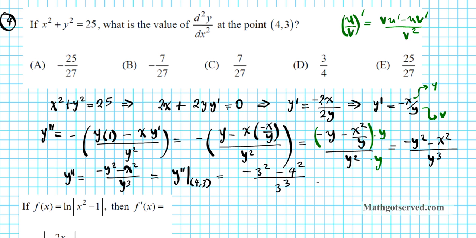All right, and then when you work this out, you have negative 9 minus 16 over 27. And your final answer will be negative 25 over 27. Answer is option letter A. I almost selected E. A is the correct answer. All right? So that's that.